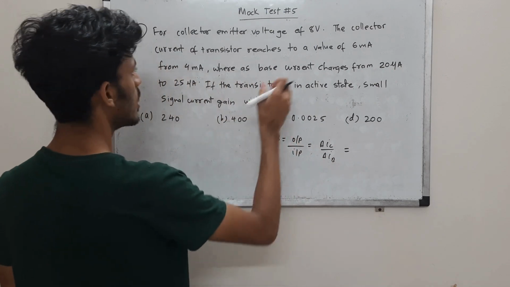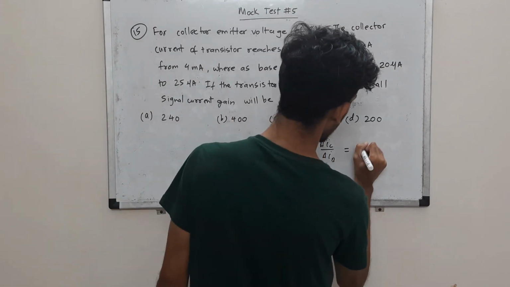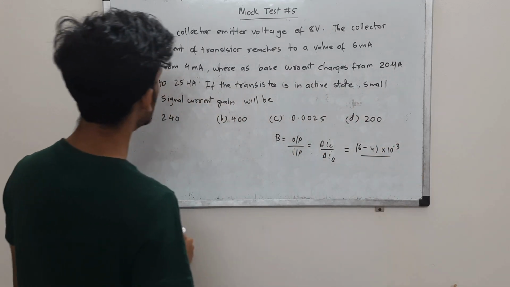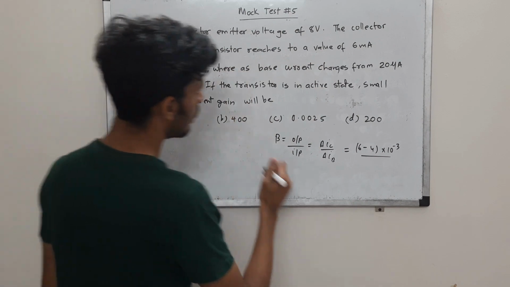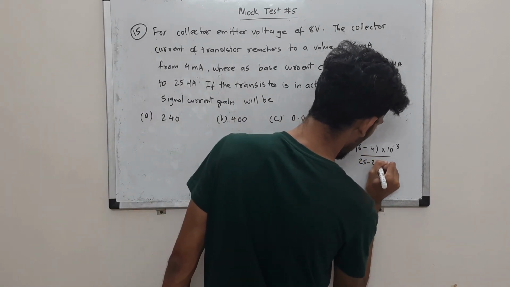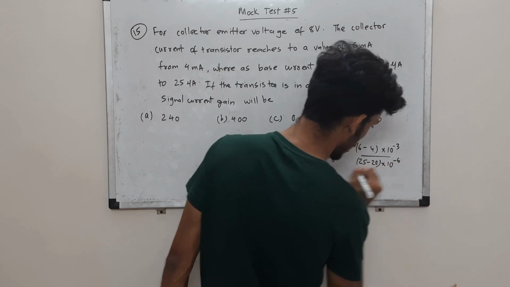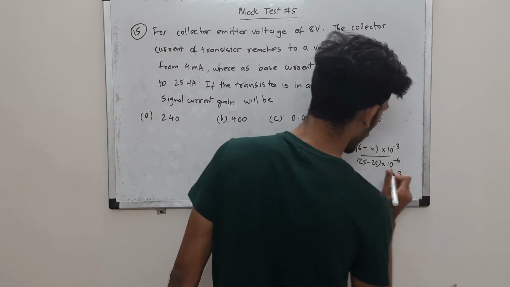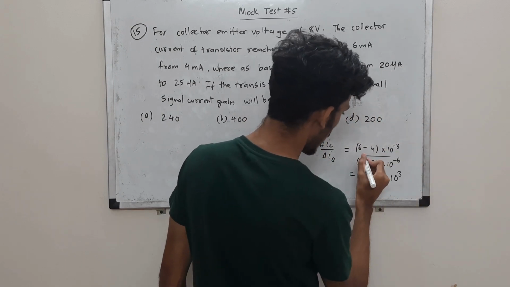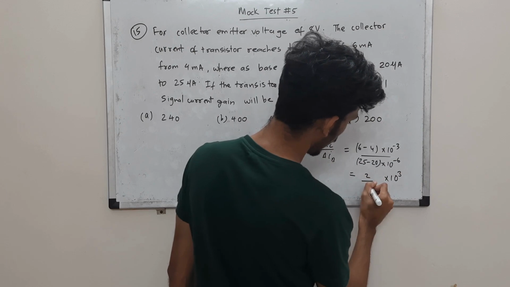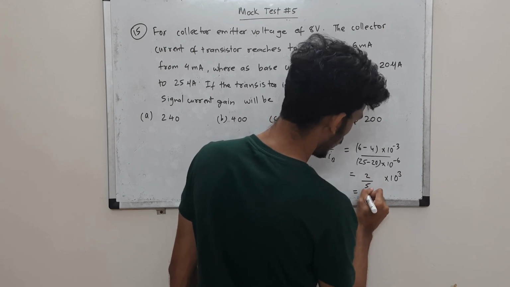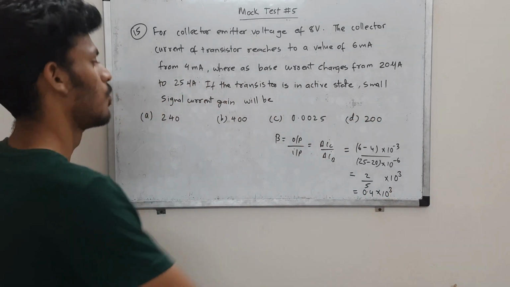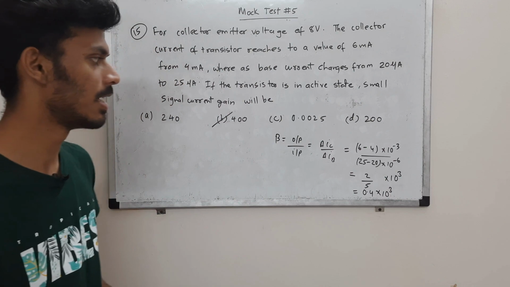Collector current changes from 4 to 6, so 6 minus 4, and that is in milliamps, so 10 to the power minus 3, and base current changes from 20 to 25, so 25 minus 20, and that to the power minus 6, right, because it is in microamp. So this will leave 10 to the power 3 minus 3 plus 6, and here we'll have 2 by 5, right? 2 by 5 is 0.4 and into 10 to the power 3, so 0.4 and 1000, which means 400, right? So option B, 400 is the correct choice over here.